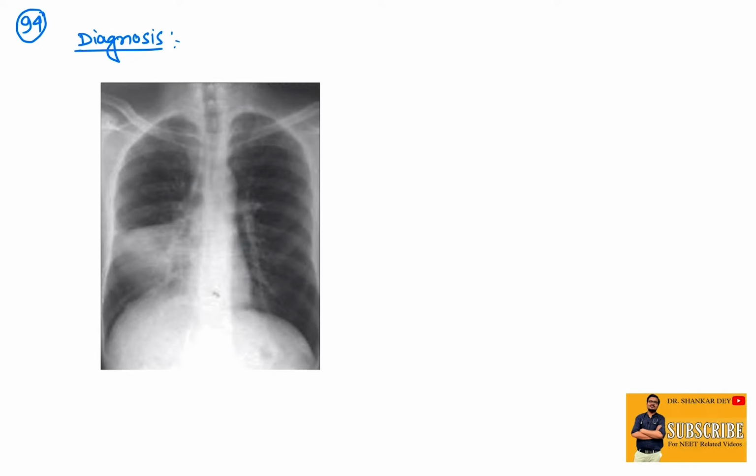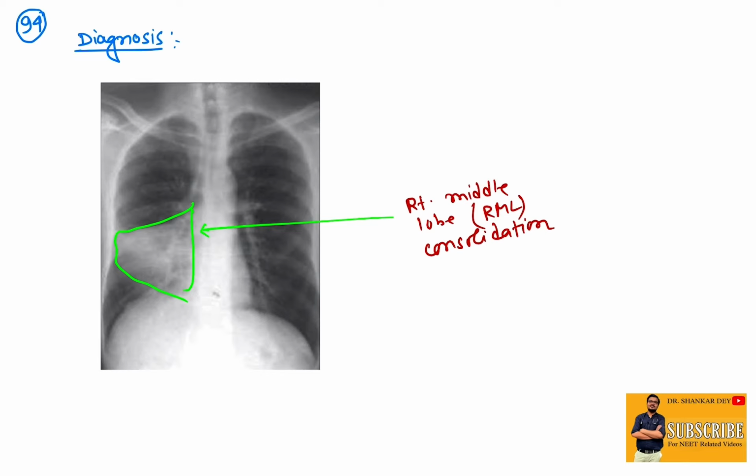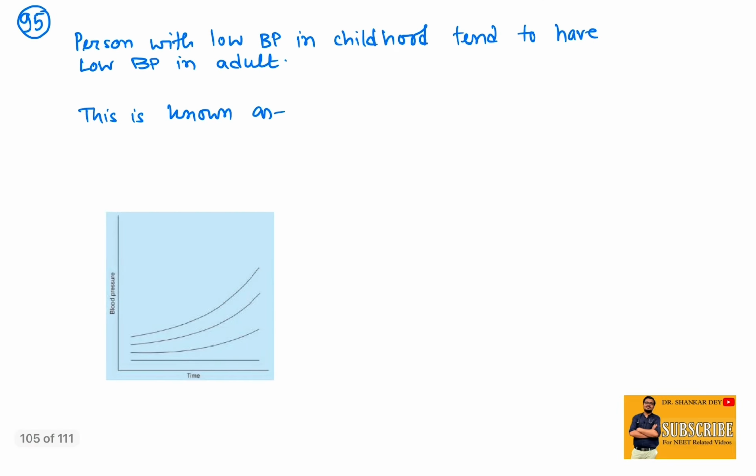Coming to question number 94, diagnosis, direct image based question. This is Silhouette sign. You can see the opacification here in this area of right side of the lung. So this is right middle lobe consolidation. Silhouette sign, right middle lobe consolidation, RML consolidation or pneumonia. Opacification of right middle lobe. Direct question from radiology.